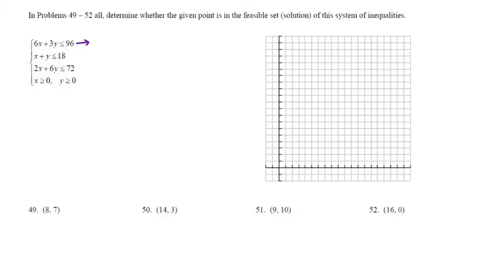And our goal is to get y by itself here, which should be pretty manageable, right? We just have to make two moves. Subtract 6x on both sides, and then divide through by 3. So if I subtract 6x on both sides here, I'll get 3y is less than or equal to negative 6x plus 96.